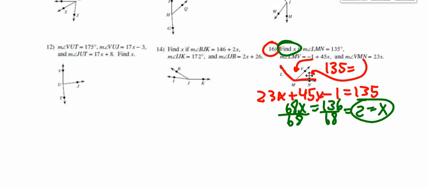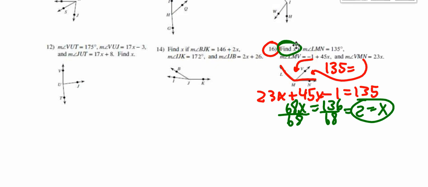This angle right here is 23x. So if we add them together, it tells me the whole angle is 135, the whole big angle. So adding the two small ones together gives me the big one of 135. Combine like terms, 68x. Add the one across equals 136. Divide by 68 on both sides, and you get x equals 2.